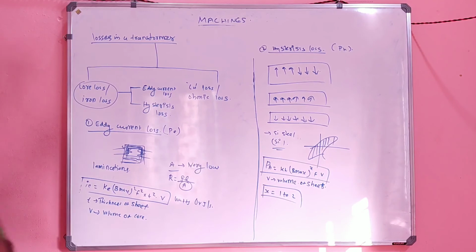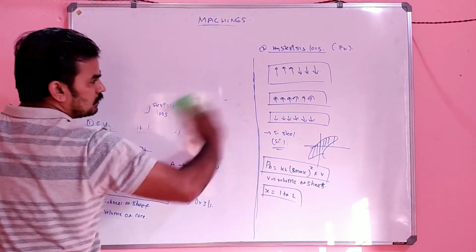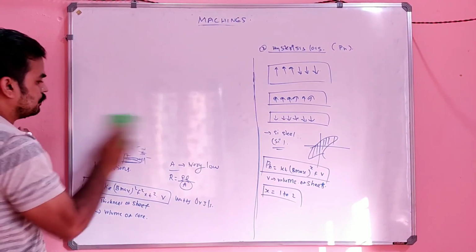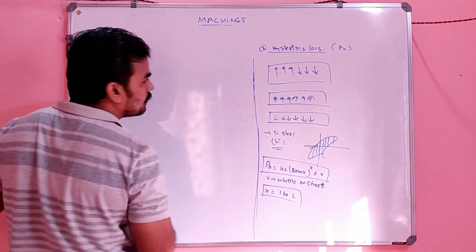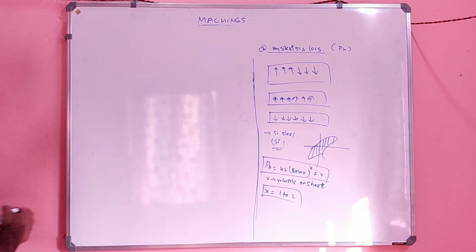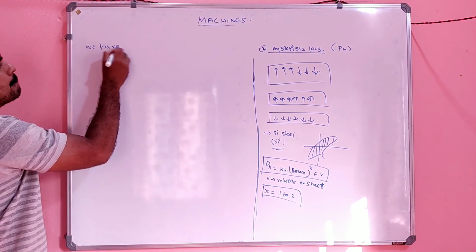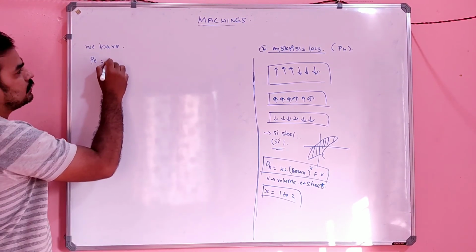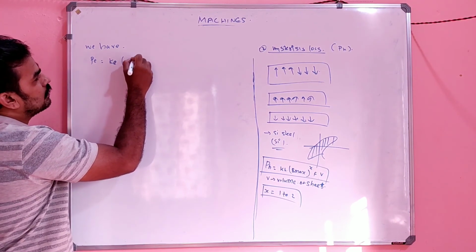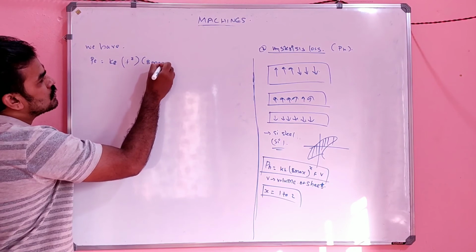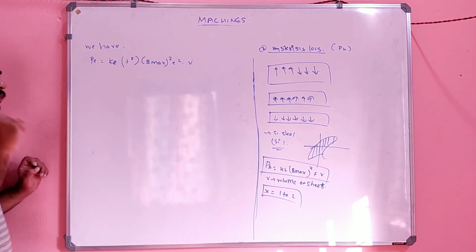We will slightly modify our equation so that we learn something from that also. The eddy current equation is nothing but Pe equal to k into f square into B max square into t square into v, right?